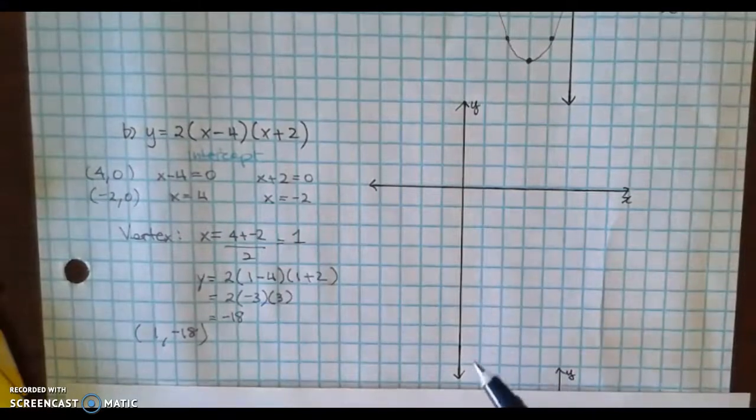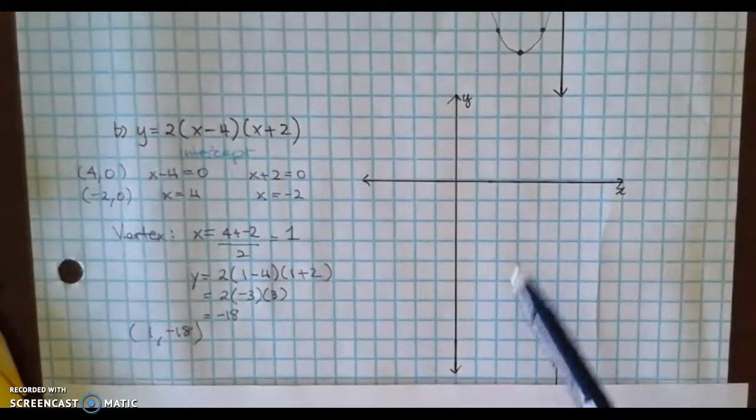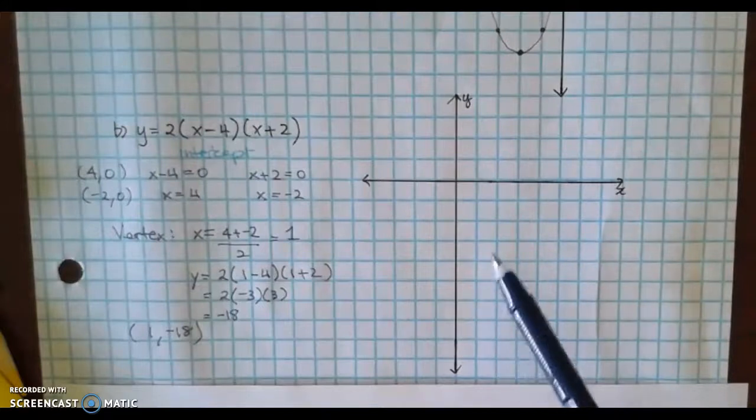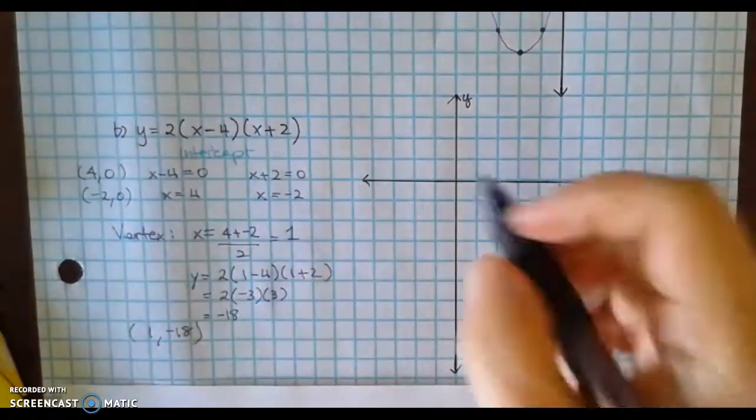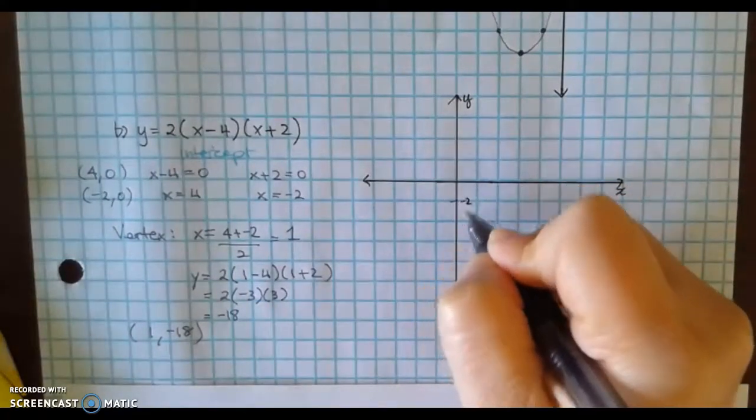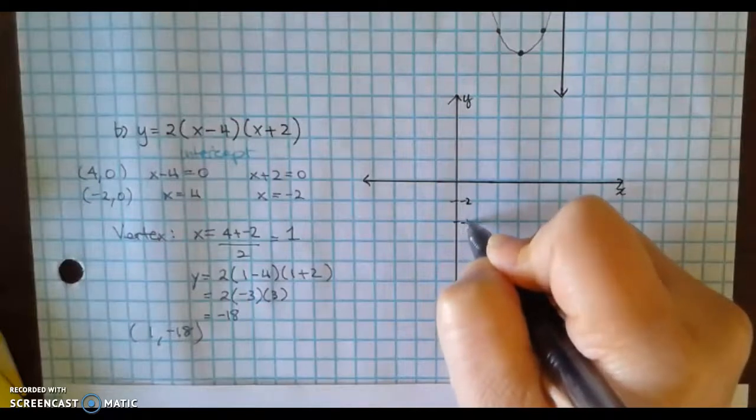Negative 18 is pretty far down, and my graph is not going to extend that far if I use a single unit as my scale. So I'm going to change my scale. We're going to go by 2's.